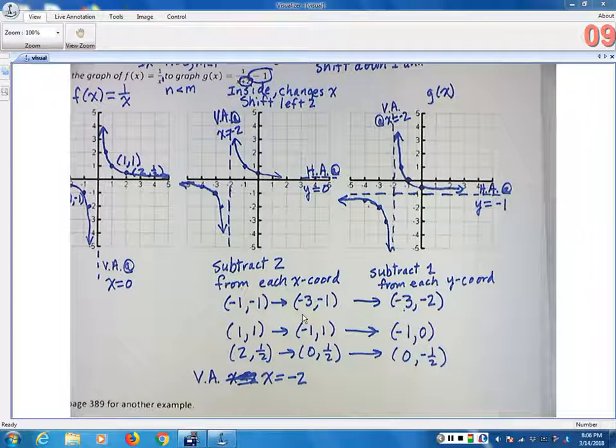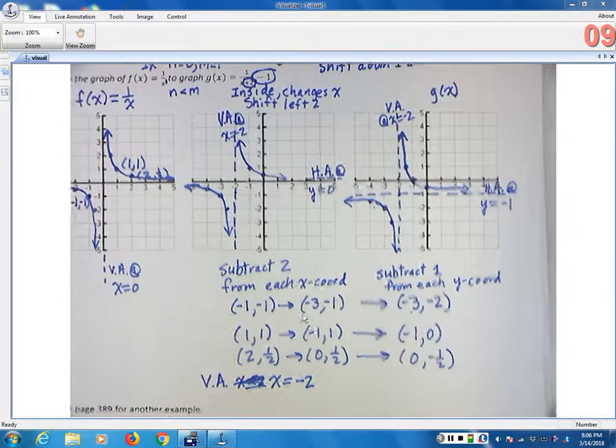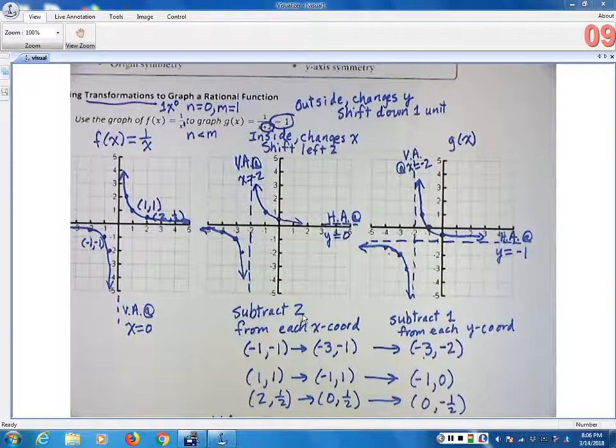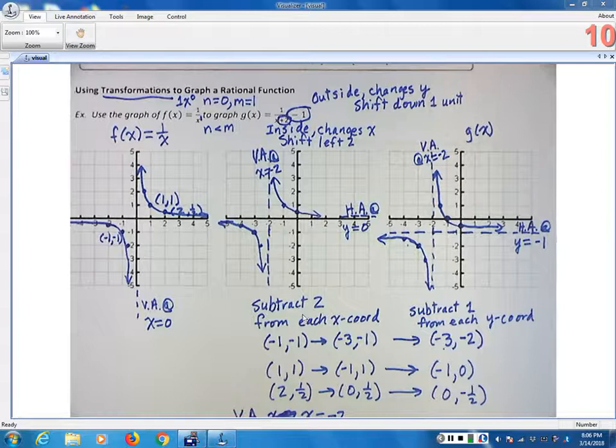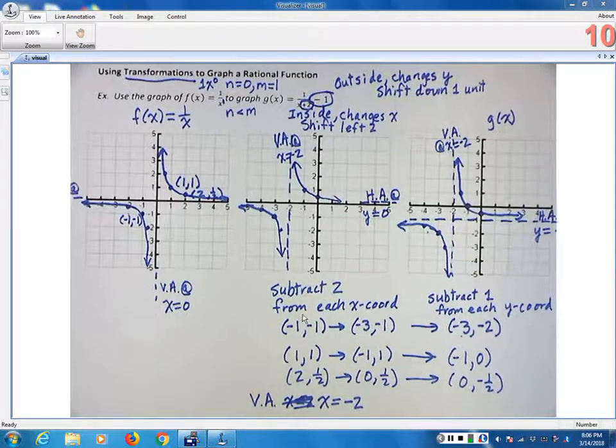Outside the function is out here. So if you can recognize inside and outside, that helps on these transformations. And they all work the same way. If it's a change on the inside, it changes x, but changes it in the opposite direction, you would think. If it's on the outside, it changes y in the way you would think.